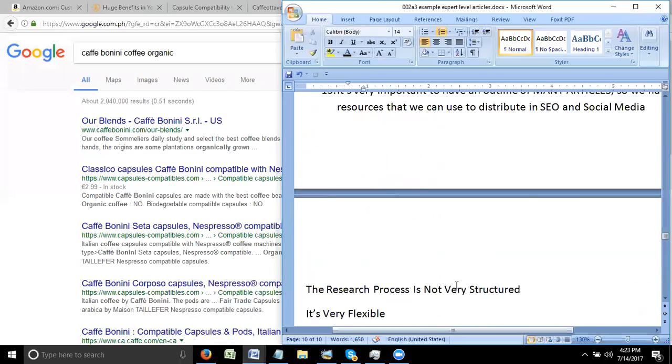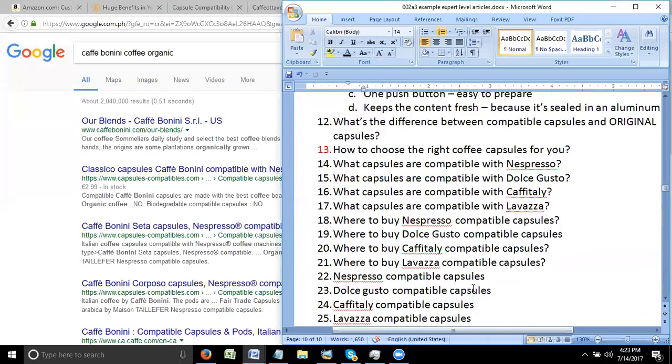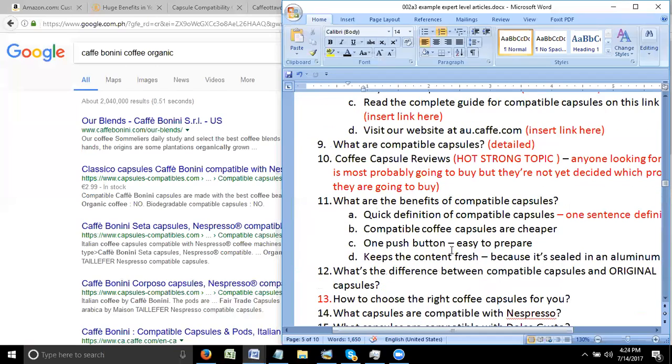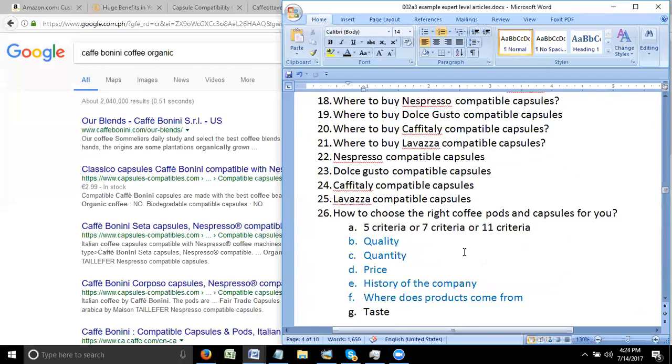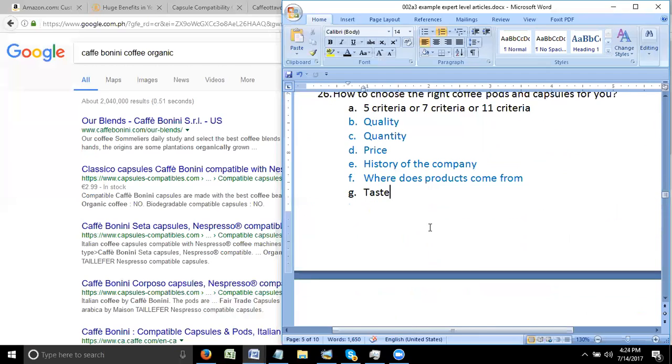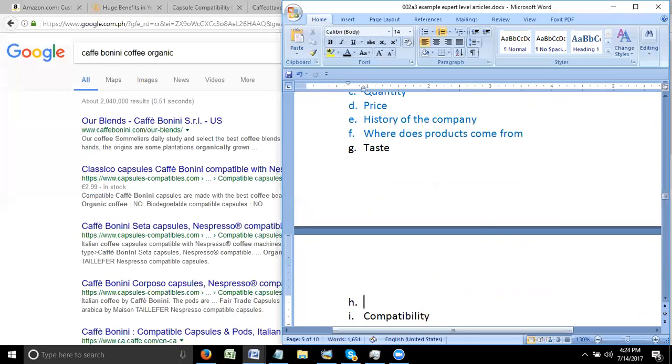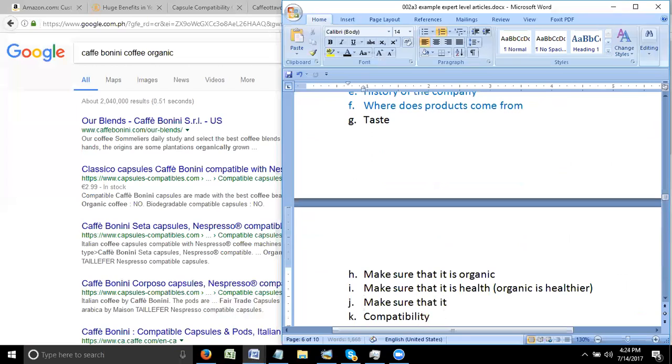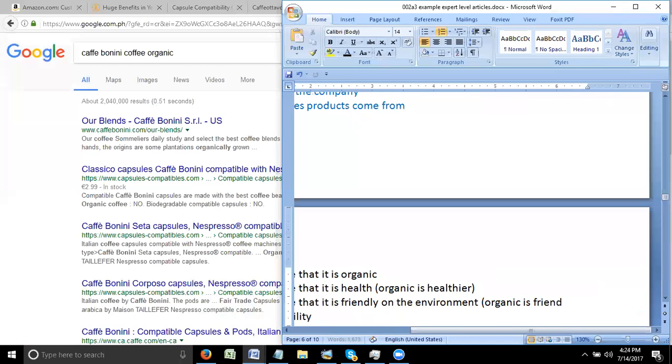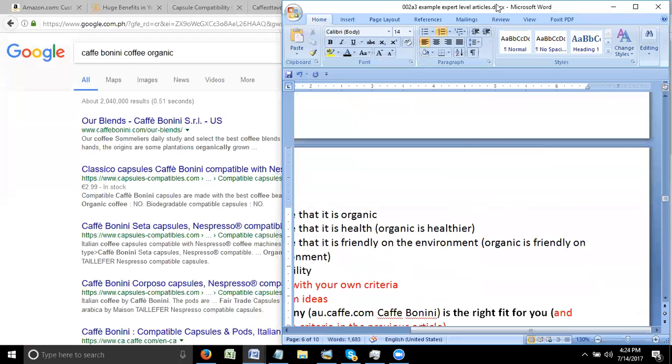And we might go up here and go back to the qualifying criteria. Where did I put that? How to choose the right coffee pods for you. Make sure that it is organic. Make sure that it is healthy. So that's tied. Organic is healthier. Make sure that it is friendly on the environment. Organic is friendly on the environment. Okay, so we just added a couple more things.